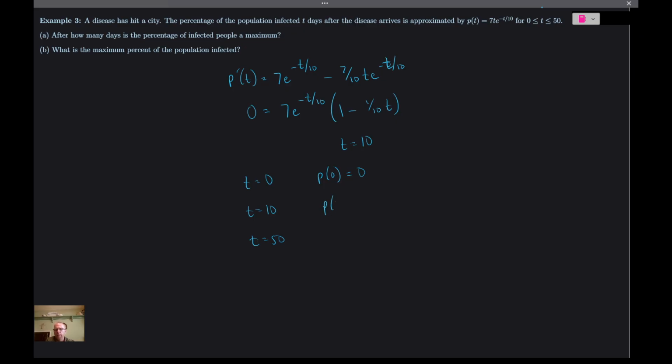P of 10, plug that in the calculator, and we get 25.75. This is 25.75%. And then P of 50, plug that in the calculator, and we will get 2.358%. So here is our maximum.